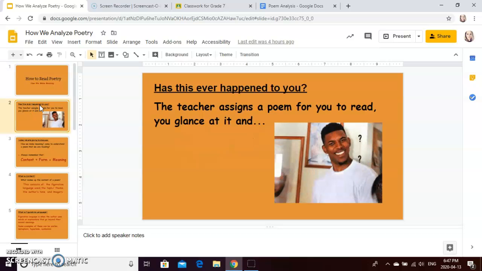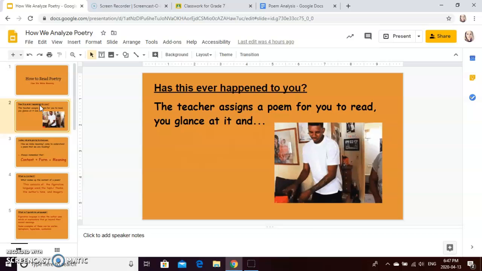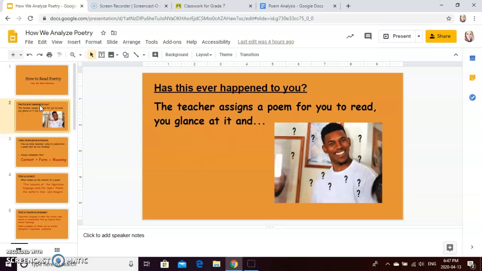So does this ever happen to you? Your teacher assigns a poem for you to read, you glance at it, and you have no idea what you are supposed to get out of this poem. So today we're going to discuss how to solve a problem.